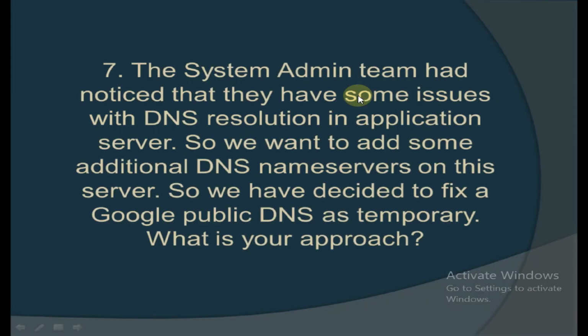The system admin team has noticed that they have some issues with DNS resolution on the application server. So we want to add some additional DNS name servers on this server. We have decided to use Google public DNS as a temporary fix. So what is your approach on this? In this type of scenario, usually our DNS is linked with our local DNS name server. So in our case we have to set the Google DNS IP address as the name server.